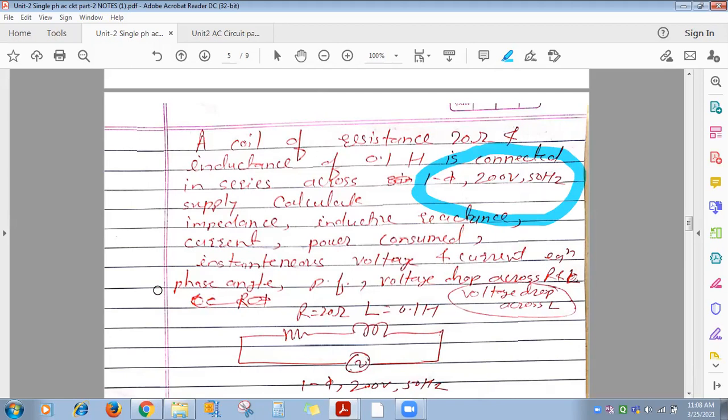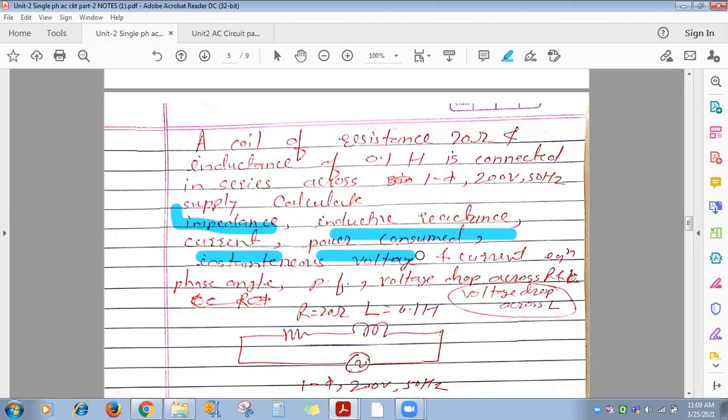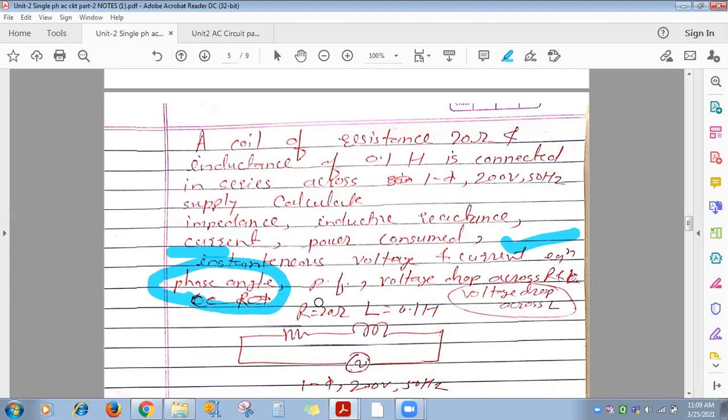So voltage is given. Now you have been asked to calculate all the parameters; any one or two you will get asked for 1 or 2 marks in the exam. Here you have to calculate impedance, inductive reactance, circuit current, power consumed, write the instantaneous voltage equation, instantaneous current equation, phase angle, that is the phase difference between voltage and current, power factor, then voltage drop across resistance and voltage drop across inductance. Got the sum, everyone?